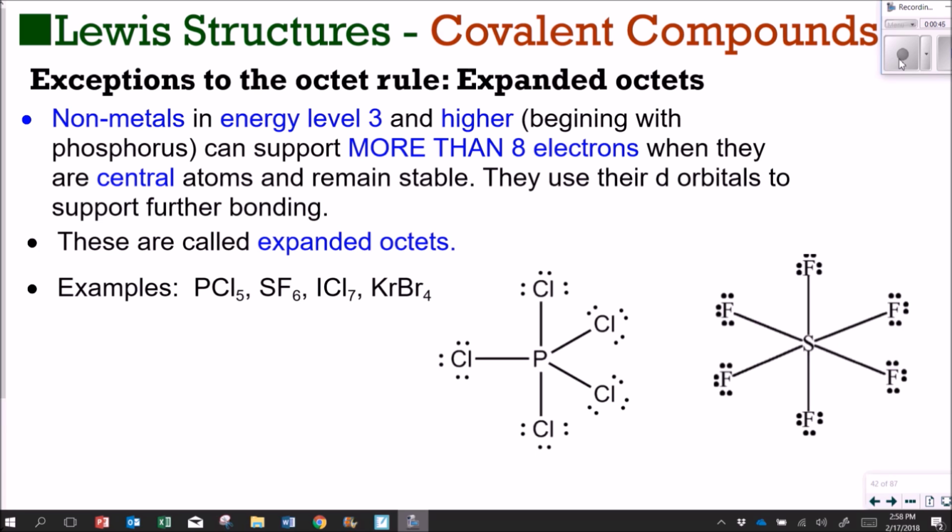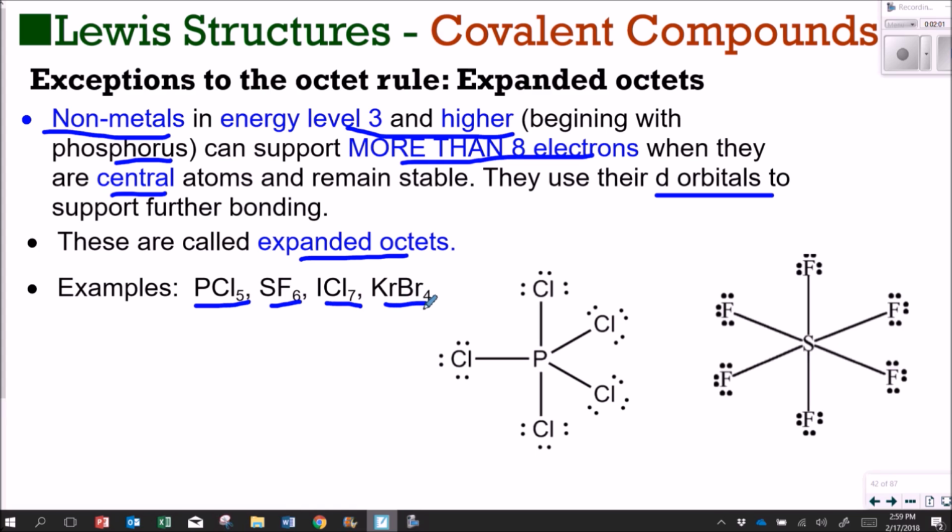These would be the nonmetals in energy level 3 and above on the periodic table, beginning with phosphorus. These can support more than 8 electrons when they are central atoms and remain stable. They use their d orbitals to support further bonding. And these are called expanded octets. Some examples would be phosphorus pentachloride, sulfur hexafluoride, iodine heptachloride, krypton tetrabromide.